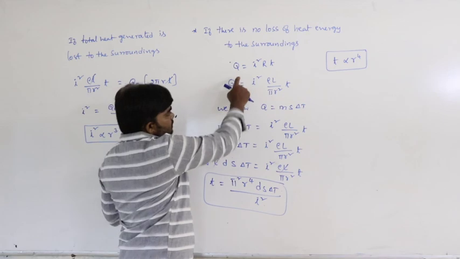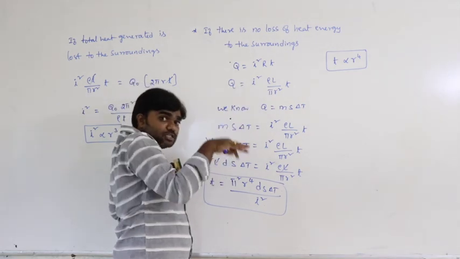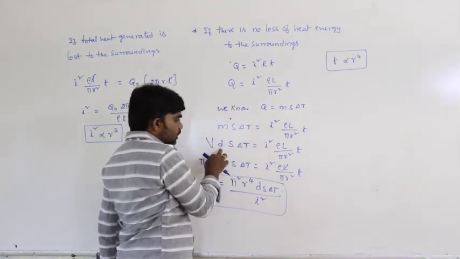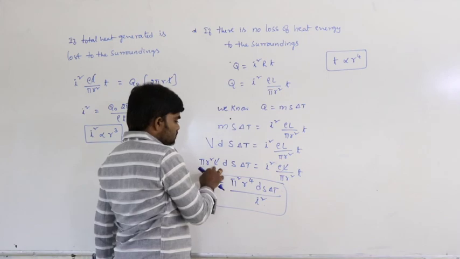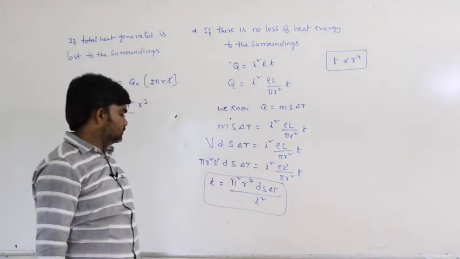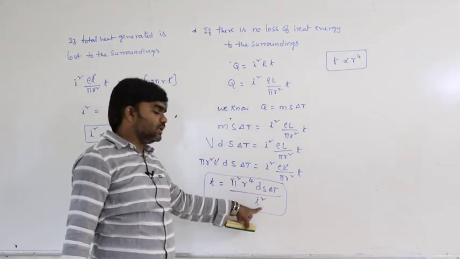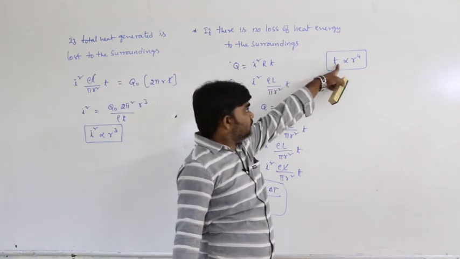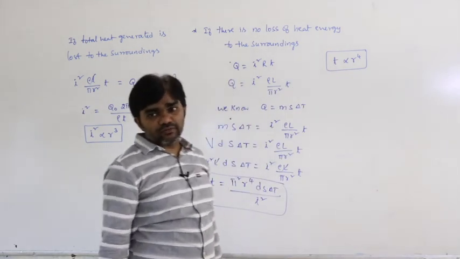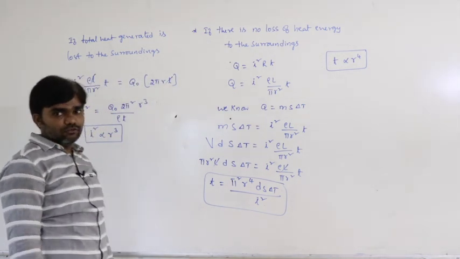This is the actual heat generated in the fuse wire, and this total must be utilized by the fuse wire. Then Q is equal to m s delta T, mass is volume into density, volume of the cylindrical shape is pi r square L, so pi r square L D s delta T. So T is equal to pi square r power 4 D s delta T by I square. The time taken to melt the fuse wire is directly proportional to the fourth power of the radius and does not depend on length. So that is the fuse wire concept.